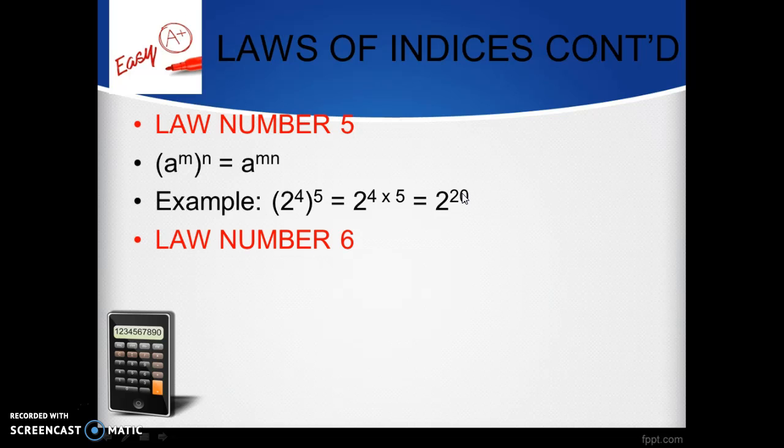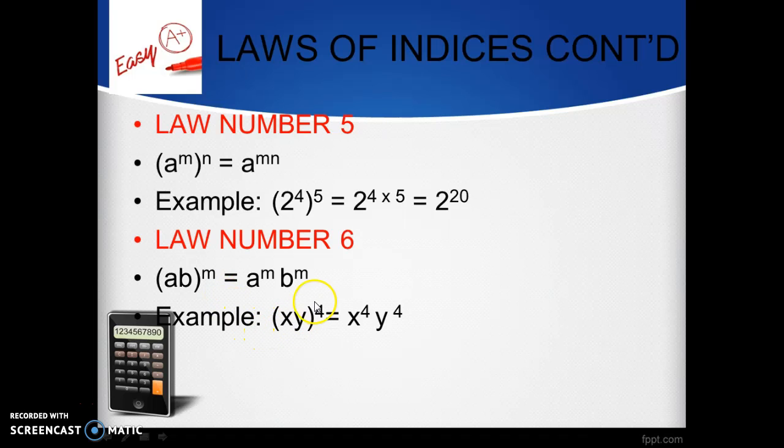Law number 6, don't worry, the laws will soon be finished. Law number 6 is where you have 2 numbers being multiplied inside a bracket with 1 index. So suppose you have a times b all raised to an index m. Then you can simply do the distribution law and multiply each number in the bracket by the same index. So for example, you have xy raised to 4, then that will be equal to x raised to 4 and y raised to 4, right?